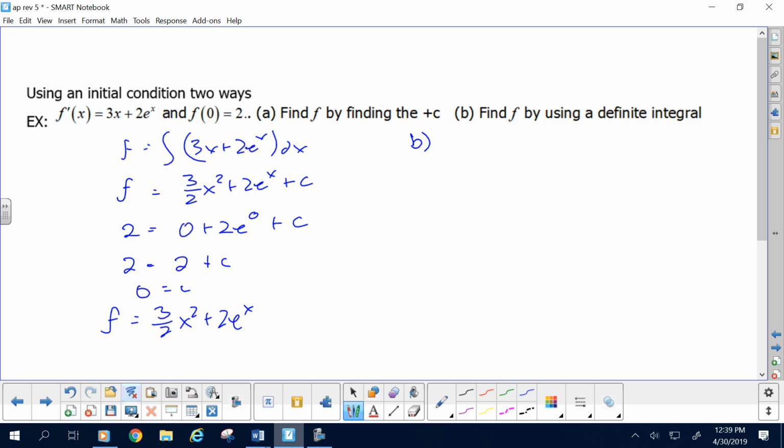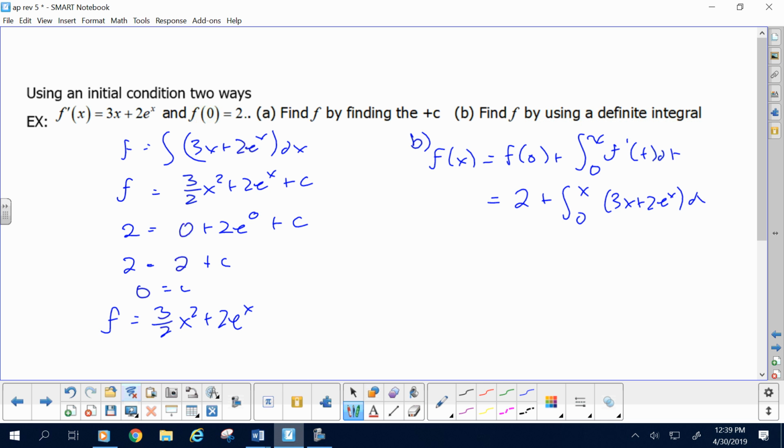Another possibility is by definite integral. You could say f at some x is the starting plus the change. And I would probably use something like that. I could say the starting is 2, plus the integral from 0 to x of 3t plus 2e to the t. I could integrate 3 halves t squared plus 2e to the t from 0 to x. This should be a t in here. Sorry about that.